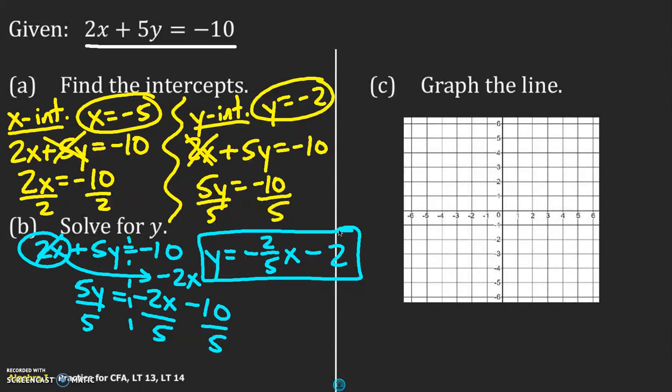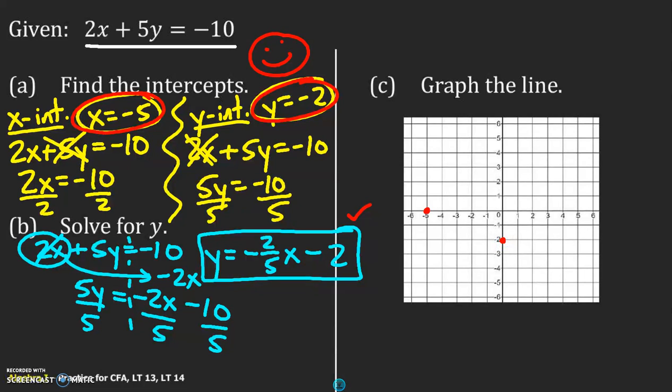Part C says simply graph the line, and it'll say using either method. You can either use the fact that you know the slope and the intercept now, or if you're like me, I'll put a smiley face here, I'd really like to see you use the intercepts. Since I know that x is negative 5 is the x-intercept, let me plot that point right there. I also know that y equals negative 2 is the y-intercept, so I'll plot that point as well.